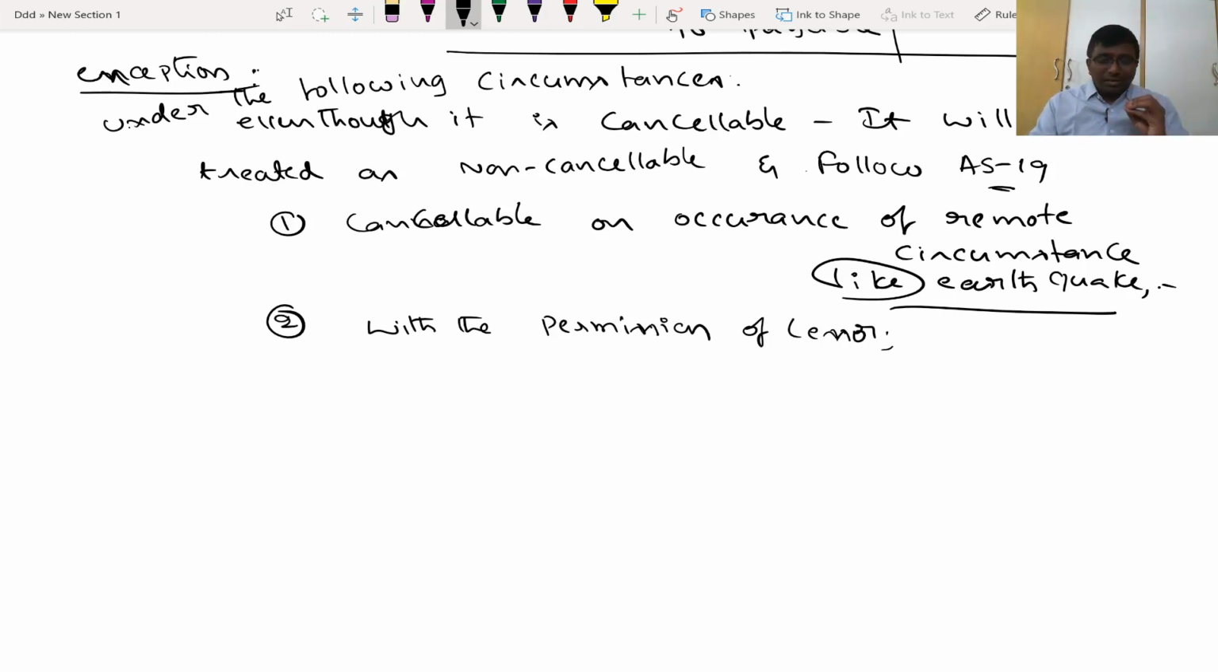The lessor has the right to cancel, but with the permission of the lessor. With the permission of the lessor means mutual understanding. Both should agree. So this circumstance is really not possible. You may feel that it is possible, but practically, if you start thinking, it is actually not possible. So anyhow, with the permission of the lessor.